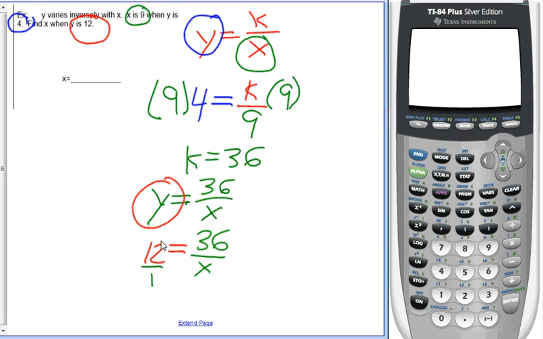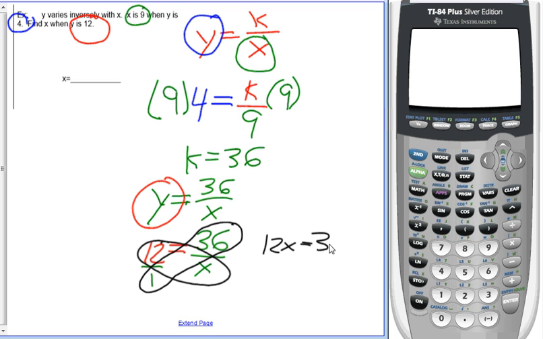So when I turn this into a proportion, I have 12 times x, or 12x equals 36 times 1, or 36. Divide both sides by 12, and I get x equals 36 divided by 12, or 3. So my answer is 3.